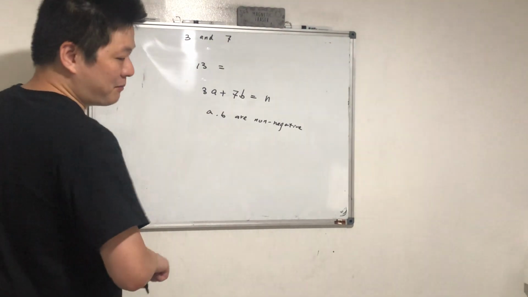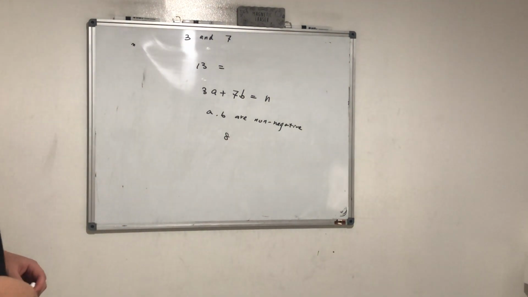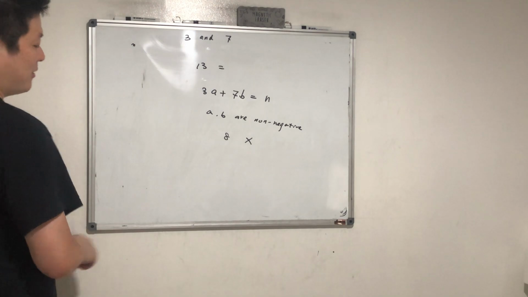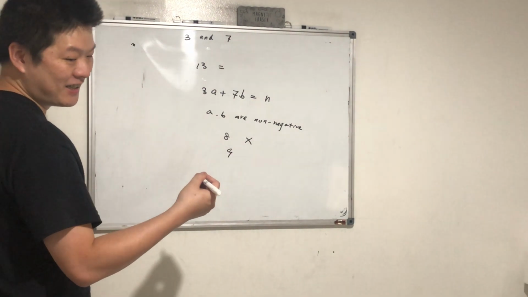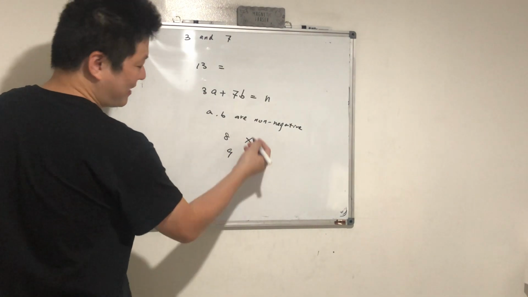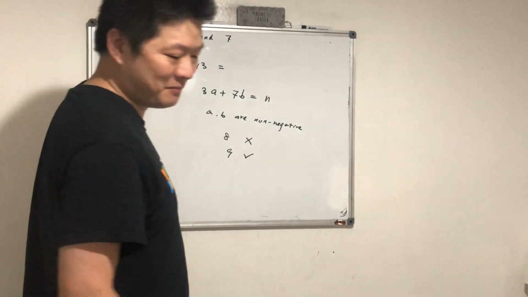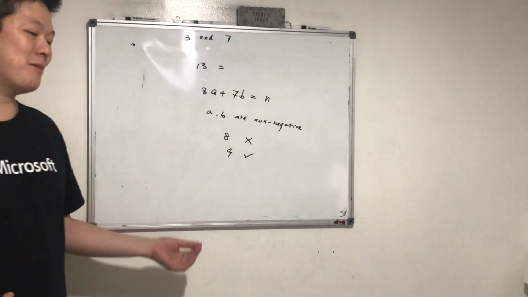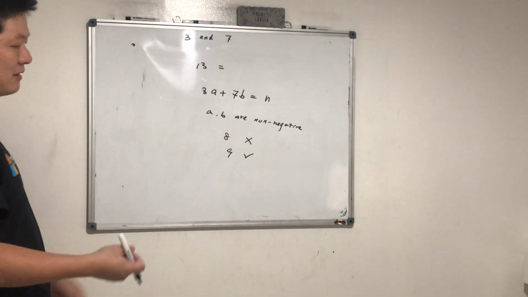Another example, like 8. Can you do it with 8? No, right? So you tell me it's false. How about 9? Is it okay? 3 times 3, yeah. But b will be 0. How about 14? It's 2 times 7. So how can we do it? It's either in the 7 times table or the 3 times table.